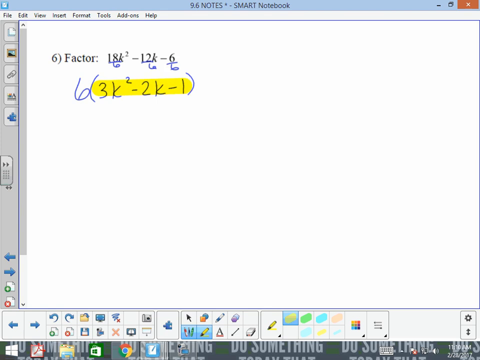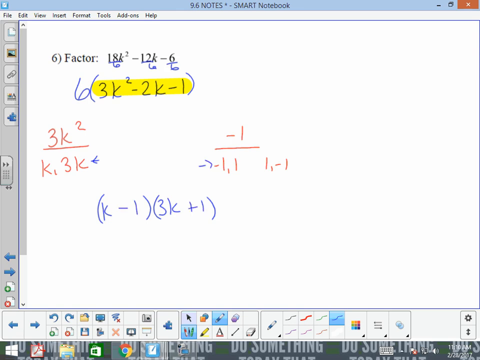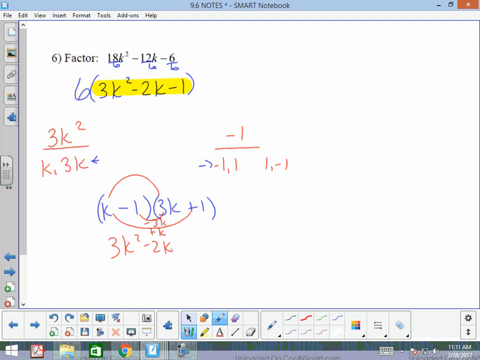So this trinomial, we're looking at the factors of the first term. So the factors of 3k squared are k and 3k. The factors of negative 1 are positive 1 and negative 1, or negative 1 and positive 1. So we don't have too many choices. So let's start with k and 3k. And let's start with negative 1 and positive 1. And check. So we get 3k squared, positive k, negative 3k. That gets us negative 2k. Negative 1 times positive 1 is negative 1. That is what I have inside that parentheses there.